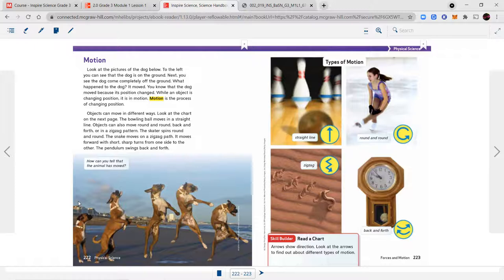How can you tell that the animal has moved? So let's take a look at this picture of the dog at the bottom. You can see that it's kicking up from its back feet, comes completely off the ground, and you see it start to come back down.